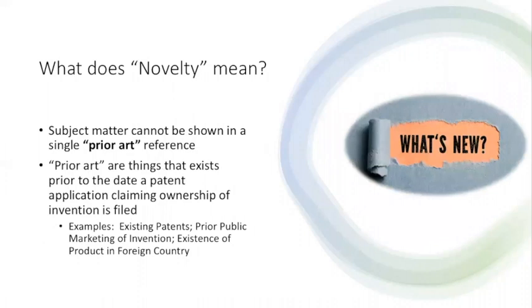Let's start with novelty. Novelty, as used in patent law, means that the subject matter cannot be shown in a single prior art reference. So what does prior art mean? The term prior art refers to any evidence that the work is already known prior to the date of filing the patent registration. Some examples of prior art include patents of the same work and also mere patent applications, descriptions in printed publications, inventions used by the public, and inventions sold to the public.